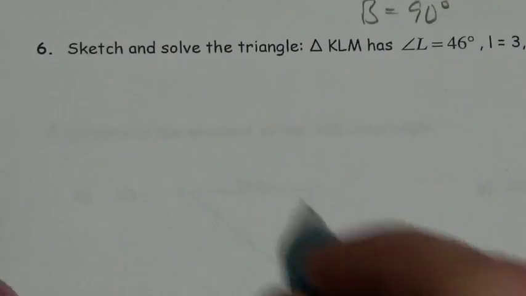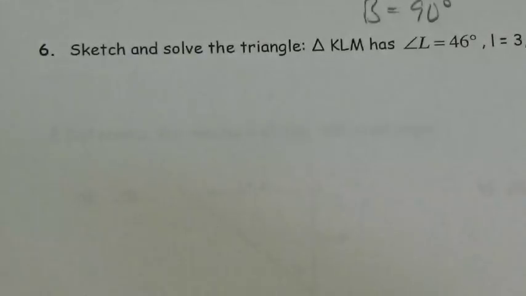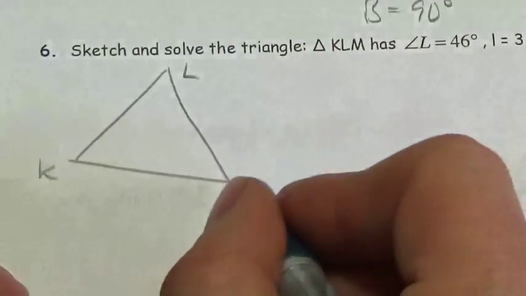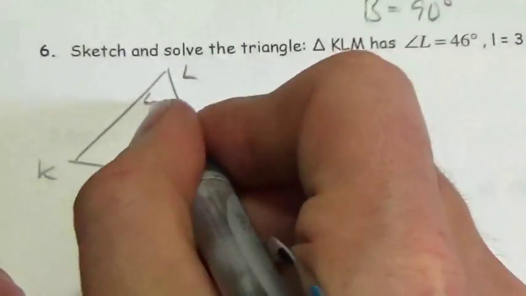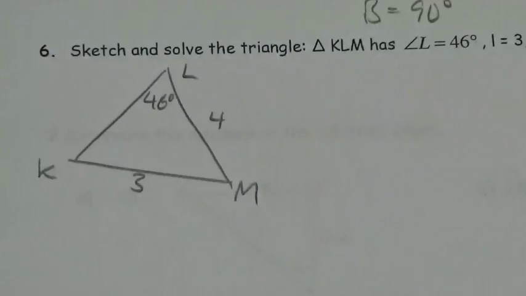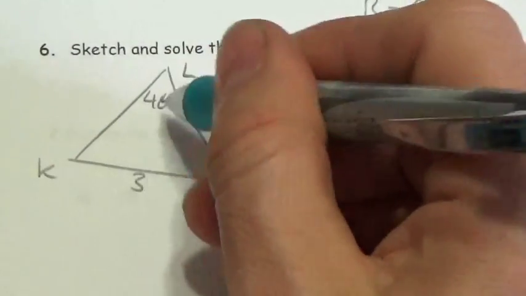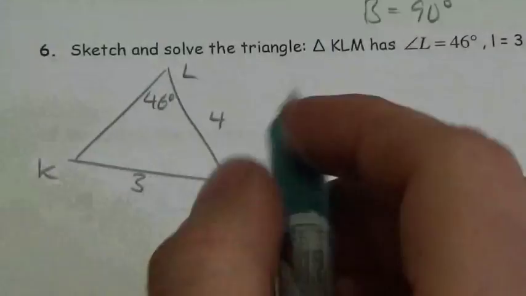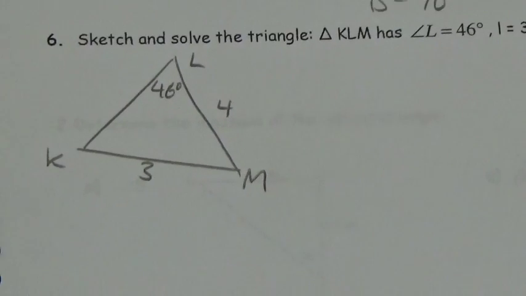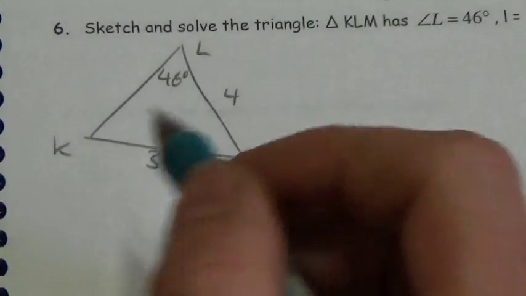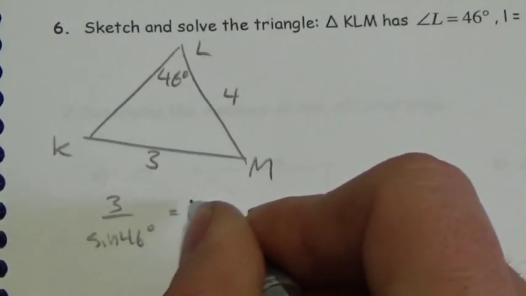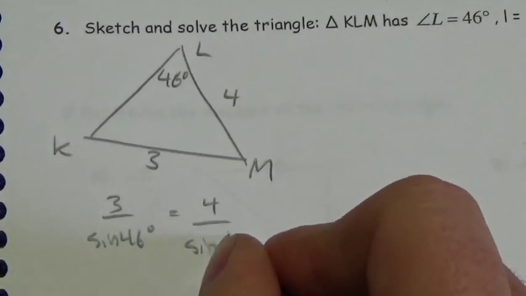All right, so this question here: sketch and solve the triangle. So now they're solving the triangle problem. Triangle KLM. Angle L is 46 degrees, little l is 3, little k is 4. Now, I have an angle side pair, so I'm going to use the sine law. The only thing that I actually can solve for at this point is little angle k. So that's going to be 3 over the sine of 46 degrees equals 4 over the sine of k.